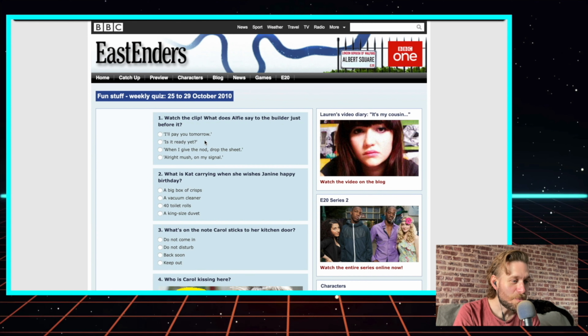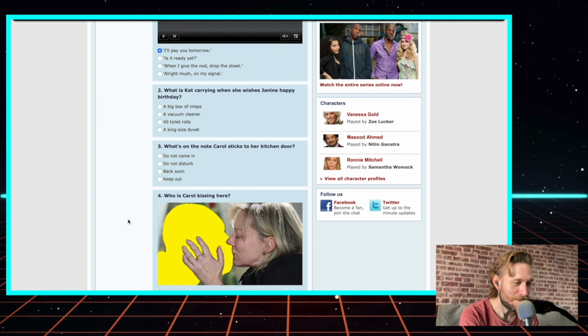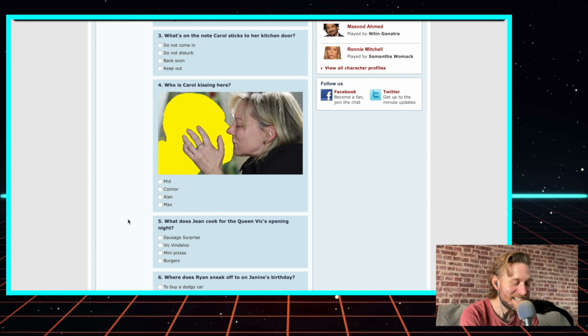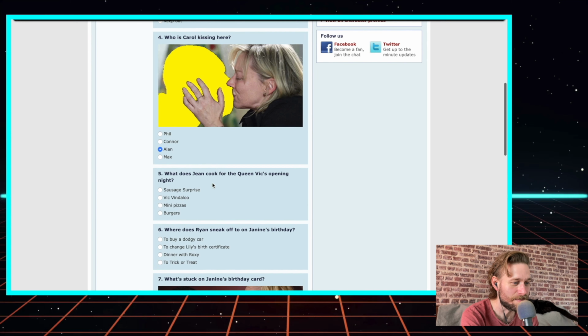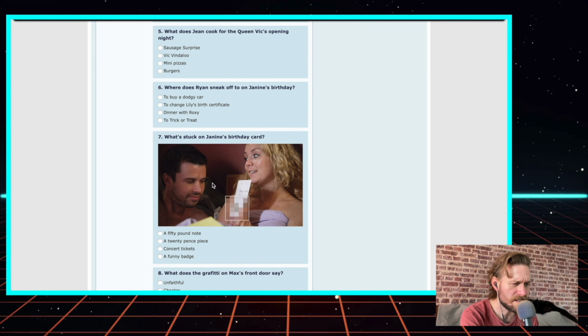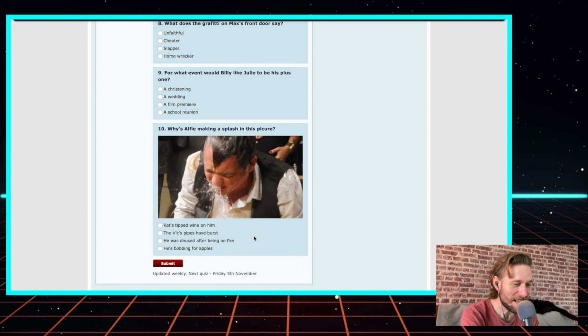Well, here we go. The weekly quiz from the 25th to the 29th of October 2010. Who is Carol kissing? It's like MS Paint. It's like she's kissing a ghost. It wouldn't be Max because that's her brother. I mean, this must have been one heck of a week on EastEnders for these questions to be the top ones. What's stuck on Janine's birthday card? Why is Alfie making a splash in this picture?